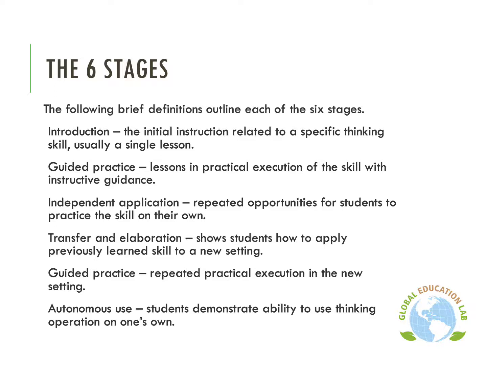Consistency is seen as students move through transfer and elaboration. For example, you used this skill in this way last week. What happens when you apply that skill to this new scenario or situation? Again, as the model completes those 6 stages, students are prepared more and more for increasing autonomy in the use of their critical thinking skills.